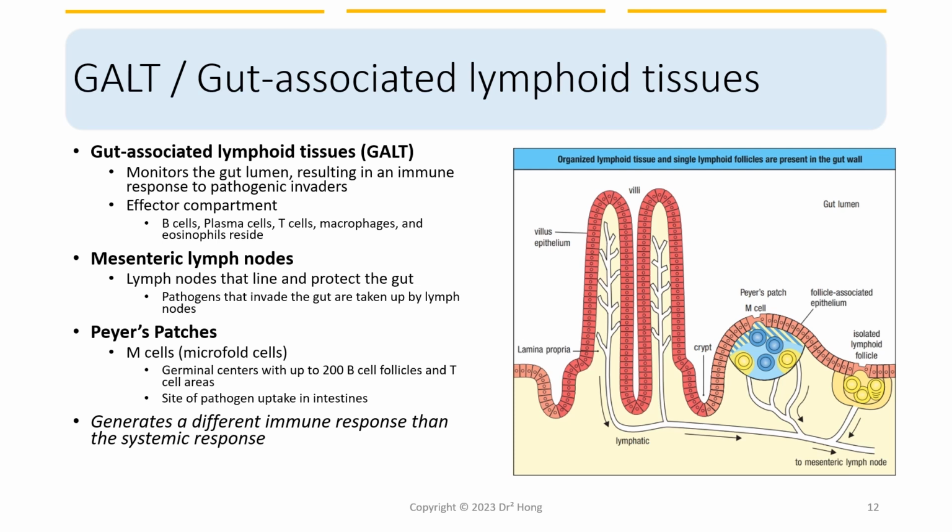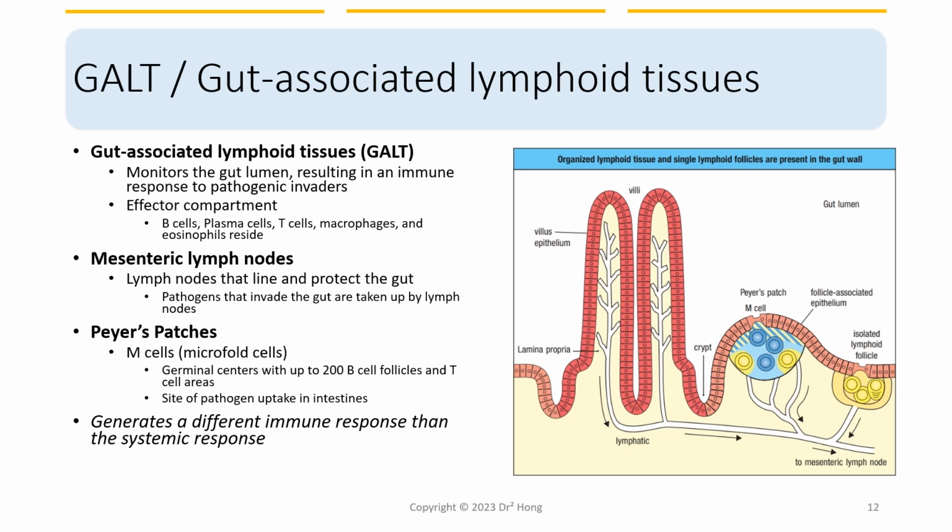Both innate and adaptive branches of immune cells are present in GALT, namely B cells, plasma cells, T cells, macrophages, and eosinophils. The mesenteric lymph nodes are gut-specific lymph nodes that line and protect the gut. Invading pathogens in the gut are taken up by these lymph nodes.